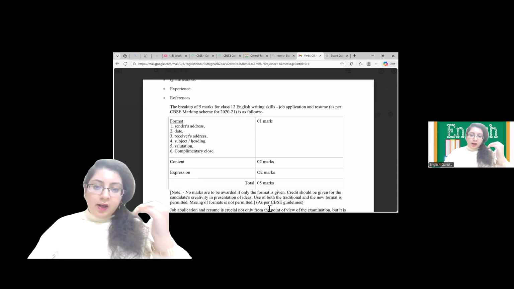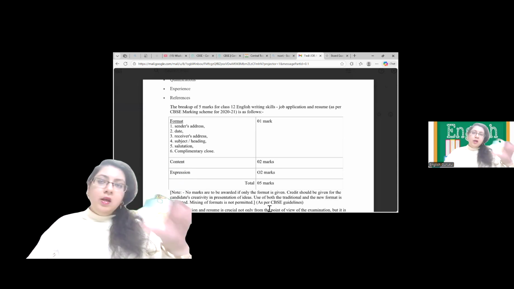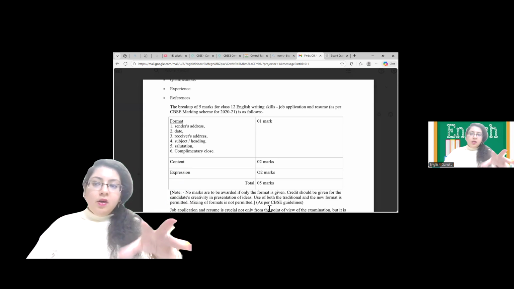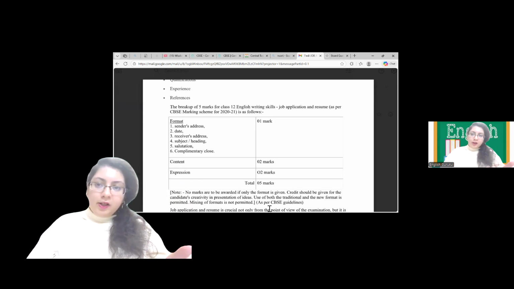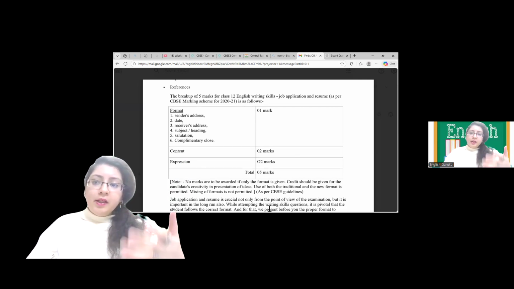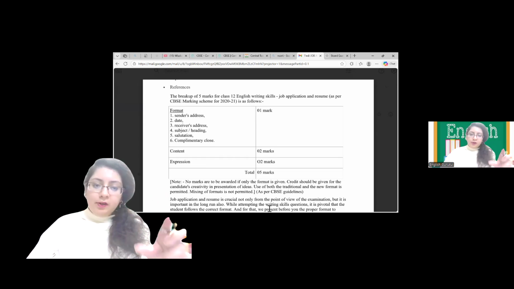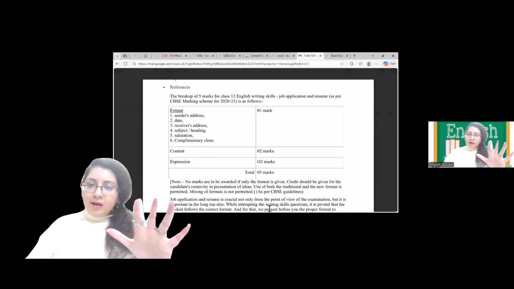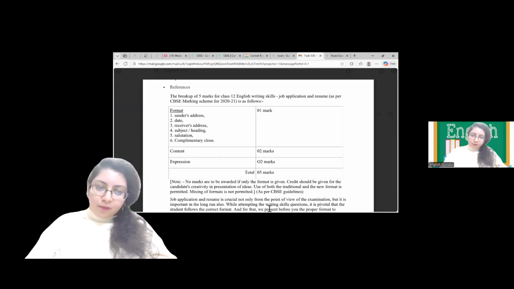Then we come on to the content part, which is 2 marks. Whatever content you write, the way you frame your answer, you gain 2 marks if it is correct. Then the expression part: the way you express it, how coherent you are while expressing your views. It will be 2 marks in totality. So 2 plus 2 makes 4, plus 1, that makes 5.